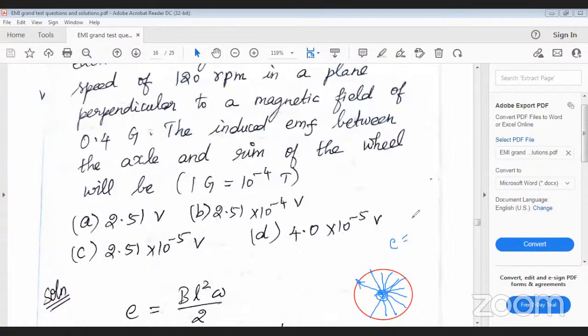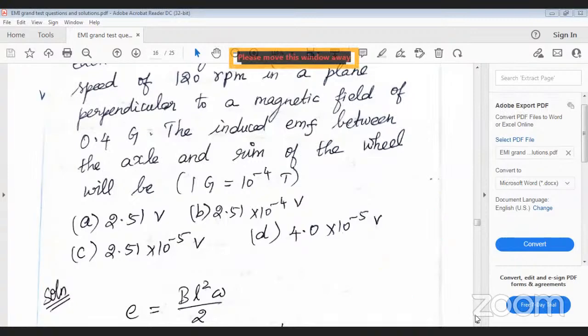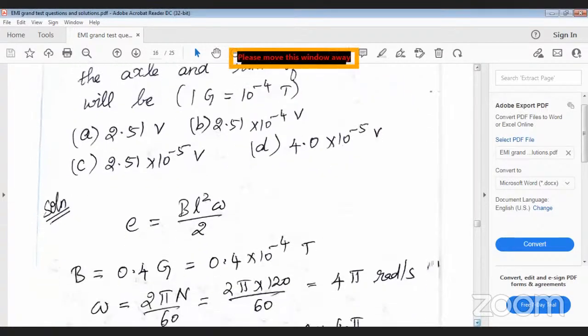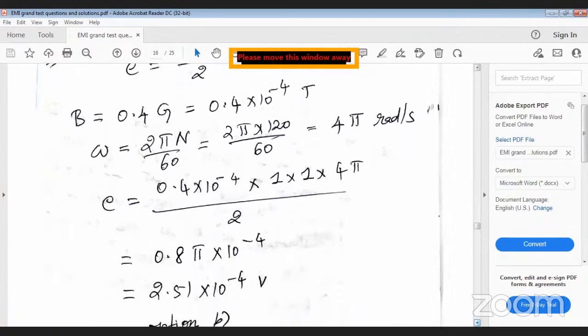So induced EMF formula is E equal to B L squared omega by 2. So this formula you can use right away, but here omega is given in RPM, revolution per minute. What you have to do is convert this to radian per second, because the SI unit of omega is radian per second. How you can do that? That is omega equal to 2 pi into n by 60. N means the RPM value.